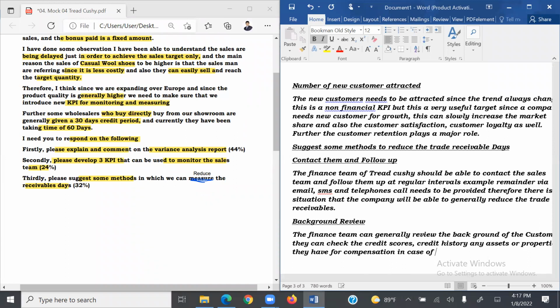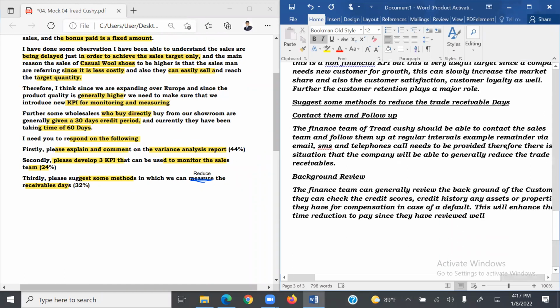In case of a default, this will enhance the time reduction to pay, since they have been reviewed well. So this makes a lot of sense, students. So this will reduce the trade receivable days as well.